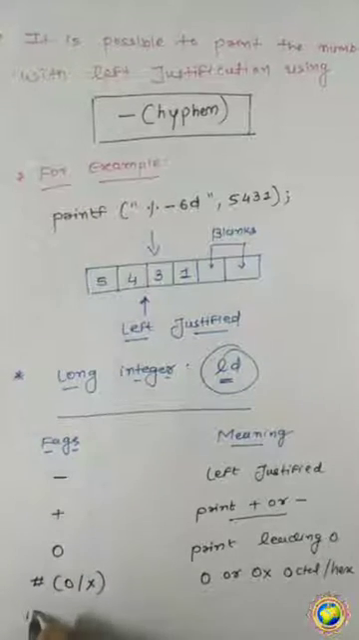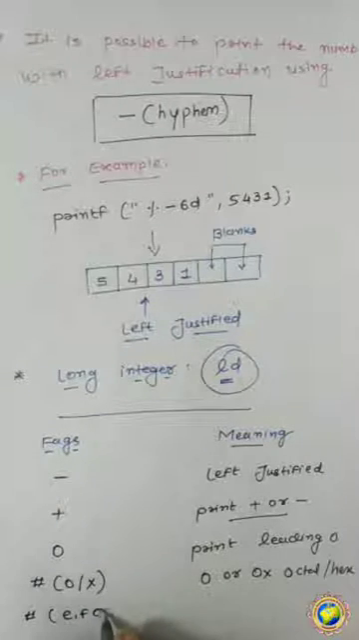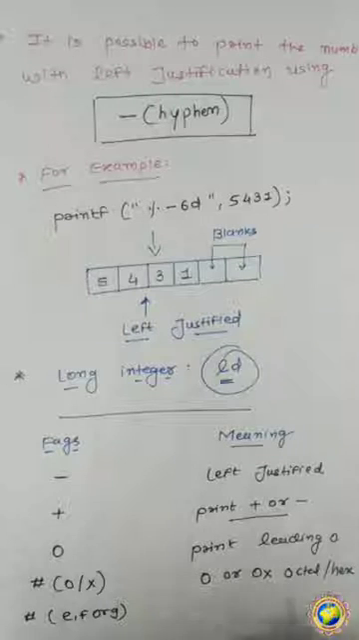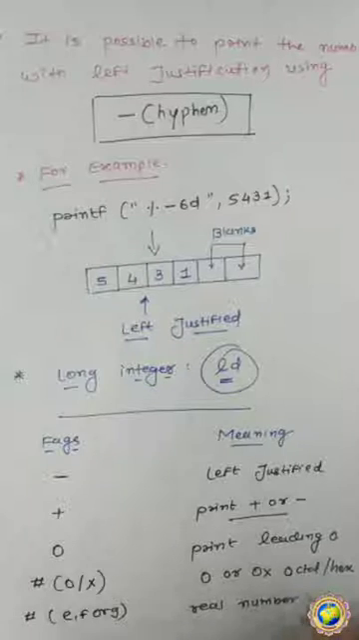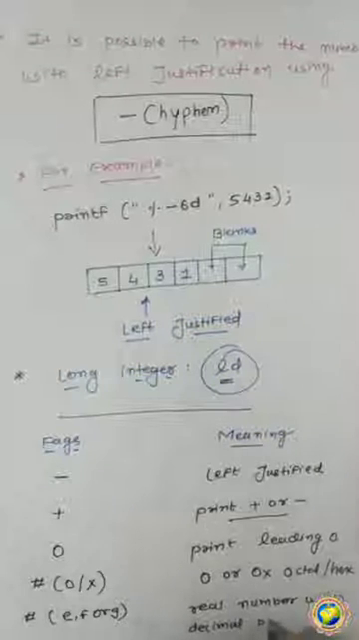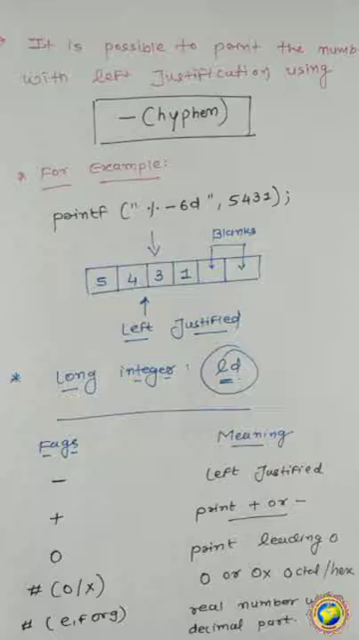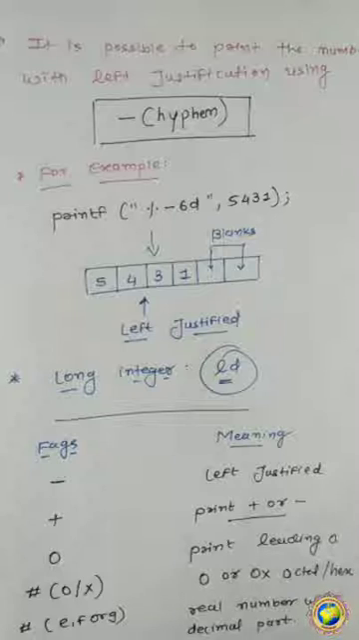Also the hash with e, f or g is used to print the real number with a decimal part. Okay, so these are the flags and these are the symbols and their meaning, which are used to print the particular formatted output.